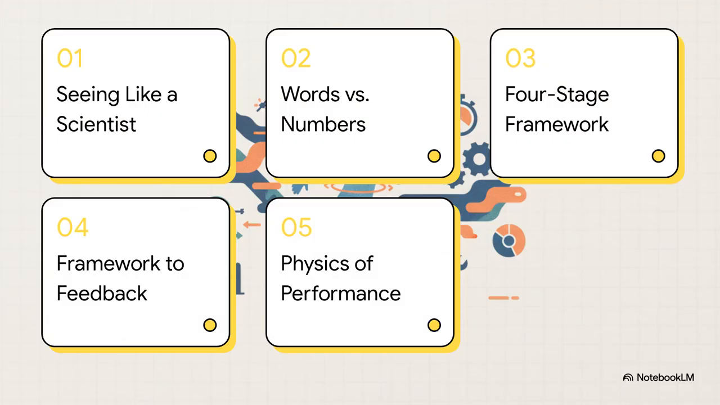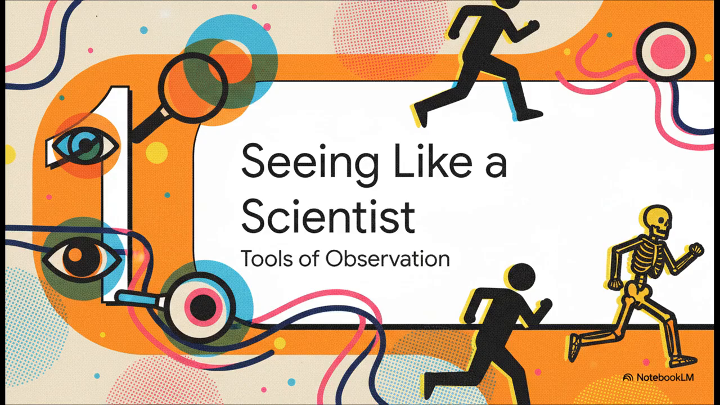All right, so here's the game plan for today. First, we'll get into how to see movement like a scientist. Then we'll look at the two main lenses for analysis, using words versus using numbers. From there, we'll dive into a super powerful four-stage framework. This is the real heart of it, and we'll wrap up by looking at the physics that makes it all tick. Okay, let's jump right in.